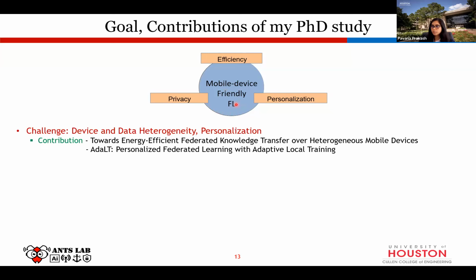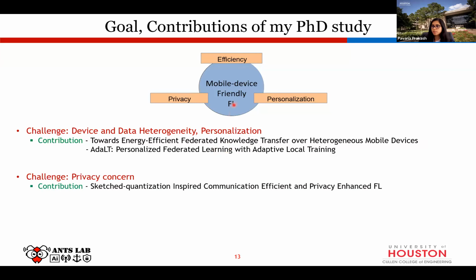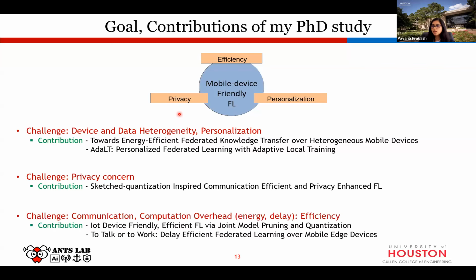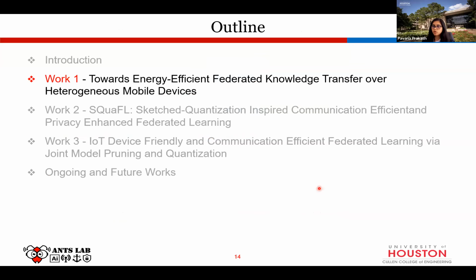To target the heterogeneity problem, we try to make some personalization of the algorithm. For that, I propose two of my works. And for the privacy concern, I'll talk about some sketching and quantization inspired work. And for targeting efficiency, there are a couple of works which talk about energy efficiency and one about delay efficiency. In either case, we try to balance the overhead of both computation and communication, so there are two of my works. So overall, I'll talk about three of my primary works in today's presentation.